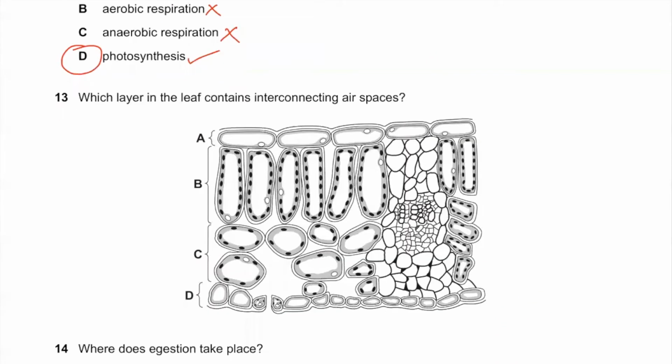Question number 13. Which layer in the leaf contains interconnecting air spaces? So interconnecting air spaces. All right, as we can see, these are air spaces, guys. This is air spaces. So we are getting interconnecting air spaces between the spongy mesophyll layer. So C will be the correct answer.